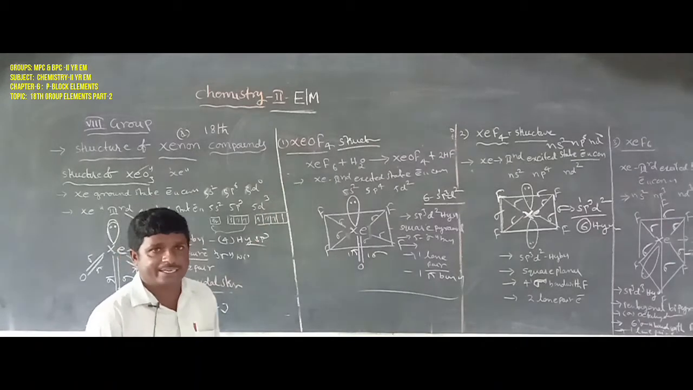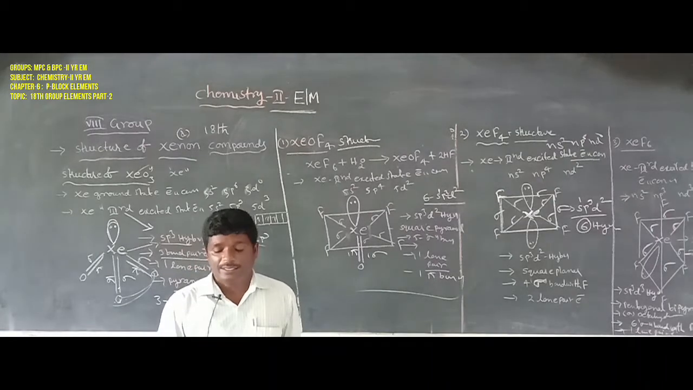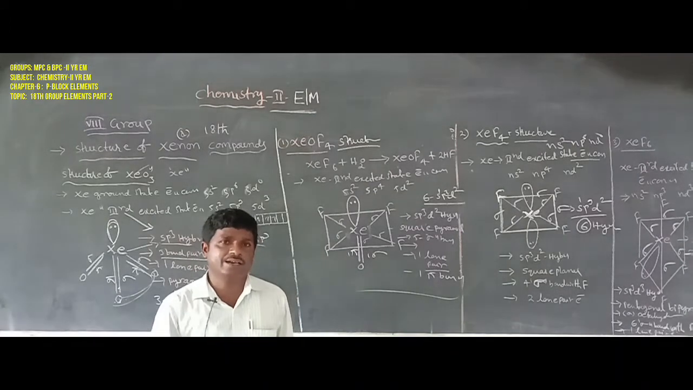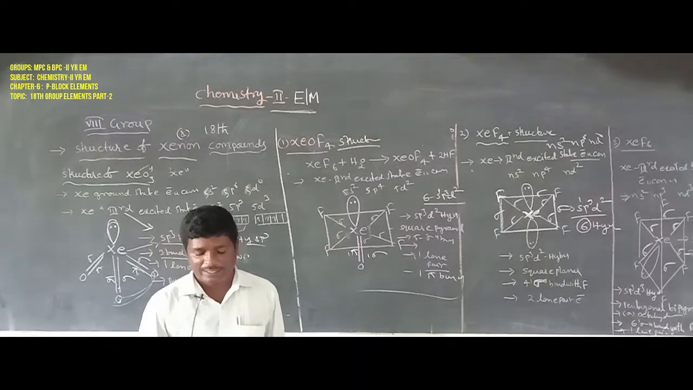Xenon oxytetrafluoride. Next, the uses of noble gases. What are the uses of helium, neon, argon, krypton and xenon? The first one is helium.